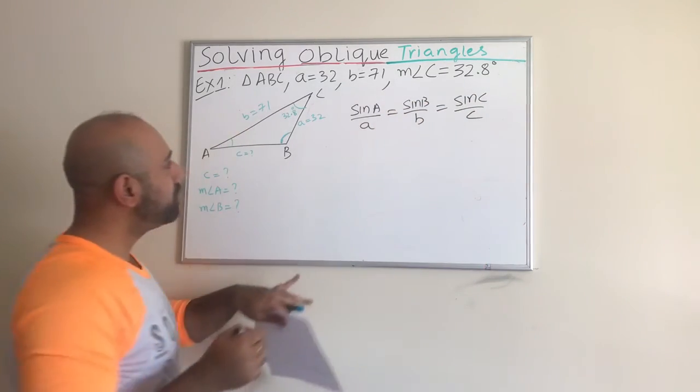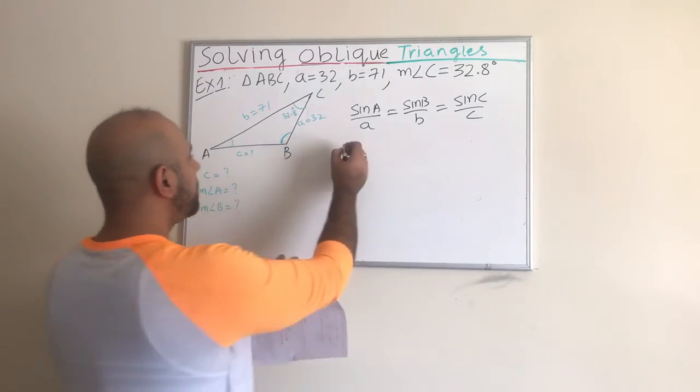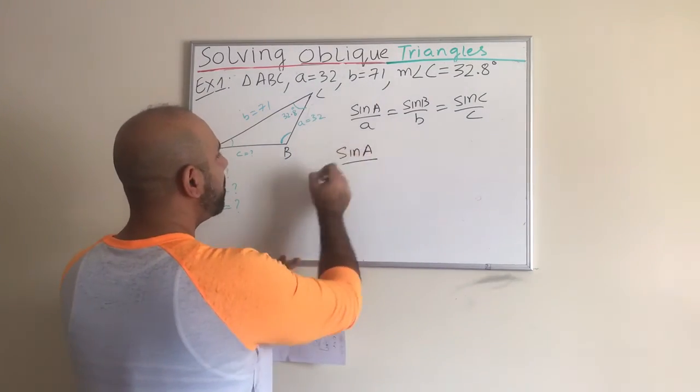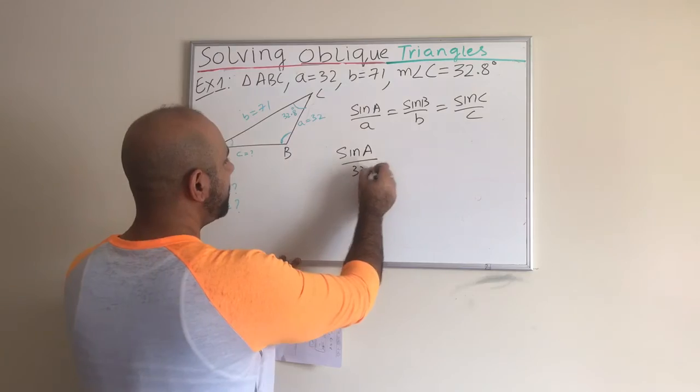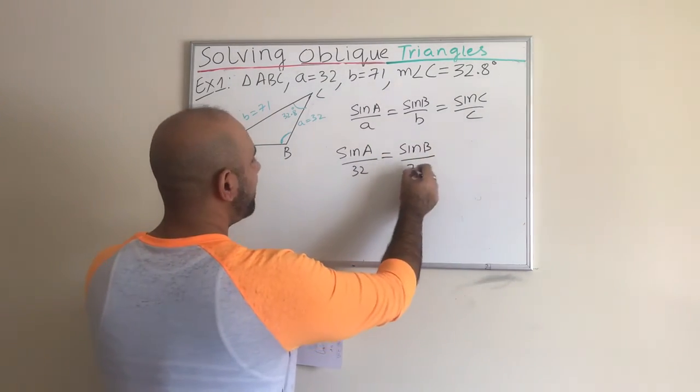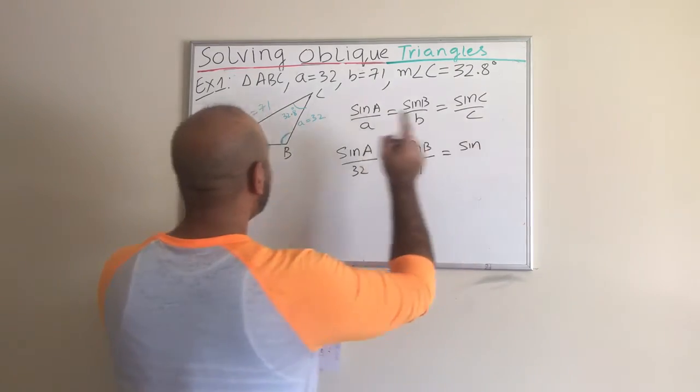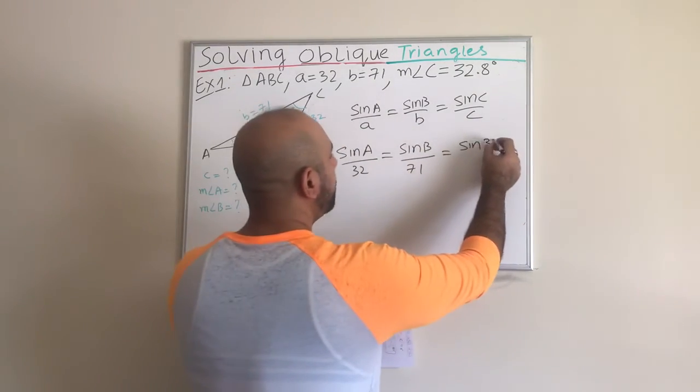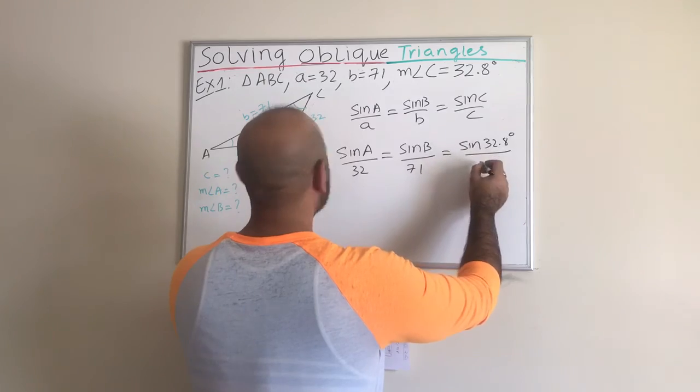So let us now substitute the values that are already provided to me. So guys, I have sine of A is not known, but the length A is known, that is 32. Then I have sine of B, which is not known. Length B is 71, that is known. Sine of C, and C is known, which is 32.8 degrees, and then the length C is not known.